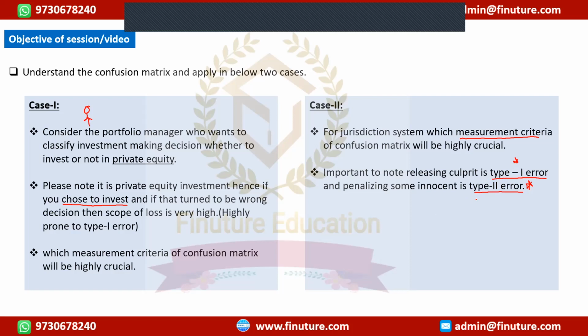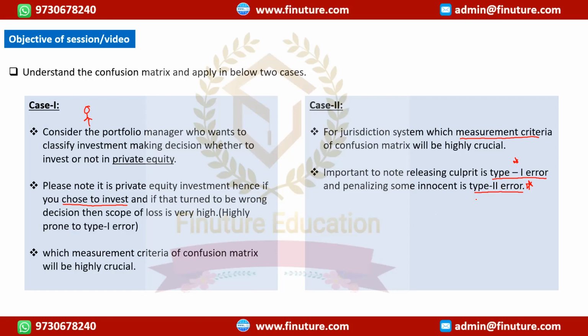So let's see what a confusion matrix is. From the confusion matrix, there are various tools to measure the model performance. So what are the model performance criteria that would apply to these two cases? Stay till the end of the video.